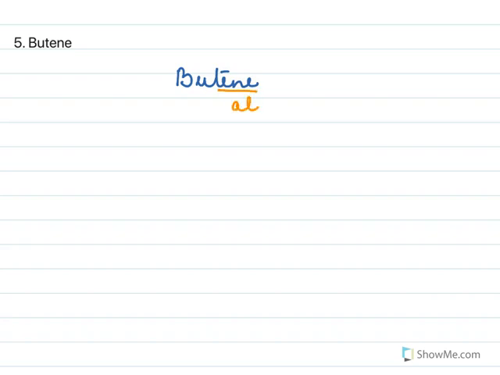Now butene. ENE means it is an alkene. Alkene means it has a double bond. And but is 4 carbon. So this is a 4 carbon alkene. So 1, 2, 3, 4 carbon. It has to have a double bond.